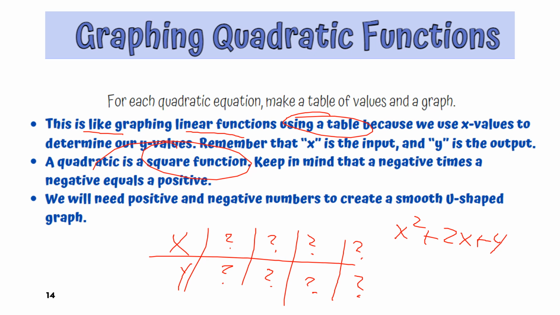So like if we had this and I said x is equal to 1, well, you've got 1 squared plus 2 times 1 plus 4. You just follow PEMDAS, so you do your exponents first. 1 squared is 1. Now we're going to multiply 2 and 1 to get 2. Then we bring down the 4. 1 plus 2 is 3. 3 plus 4 is 7.